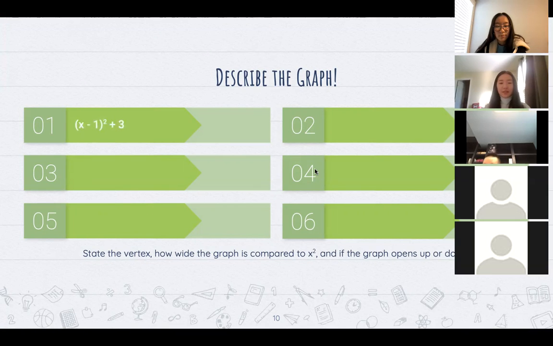So let's do this. Describe the graph. Tell me what the vertex is, like 0, 0, and then how wide the graph is compared to x squared, and if the graph opens up or down. If anybody is willing to unmute and explain the 3 different things per graph, that would be really nice. I'll give you 3 points if you get all 3 right.